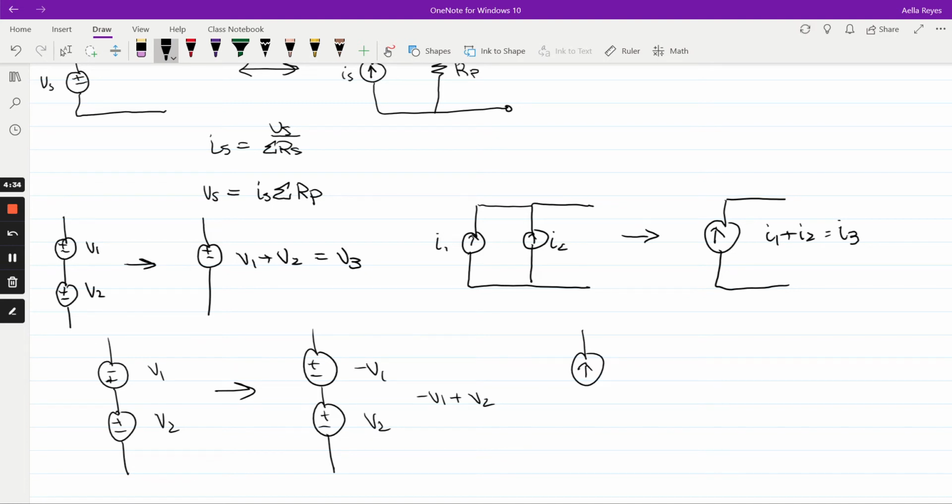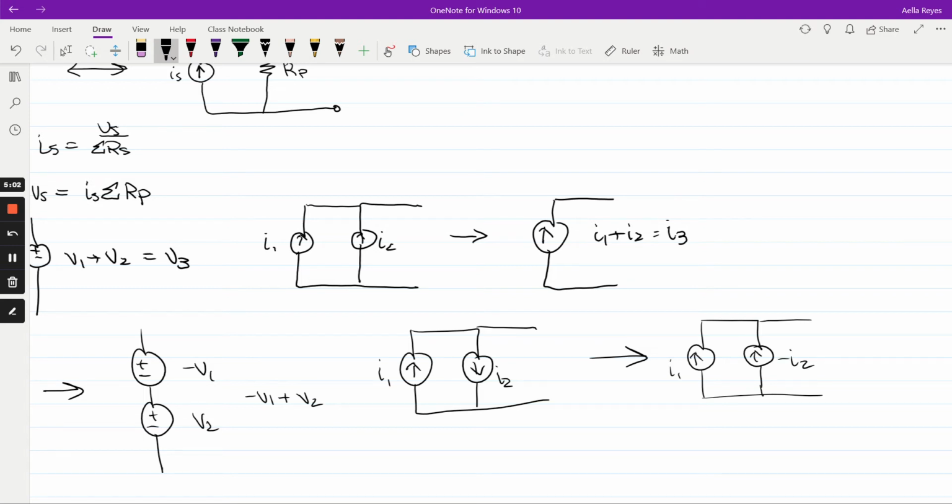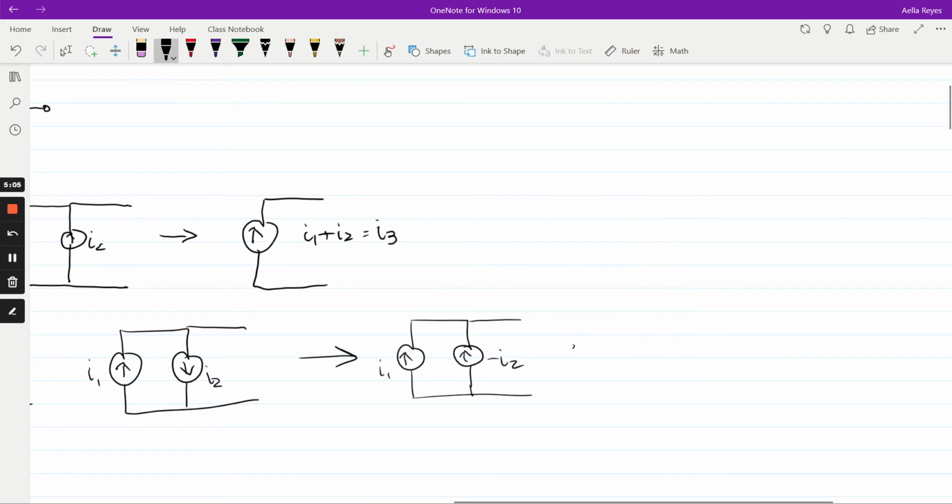So let's say these are very bad drawings, but this is I1, this is I2. You take that, and then you put them in the same direction. I usually just like going up. You take the negative of whatever current source you flipped, and then you add them together. Okay, sweet.